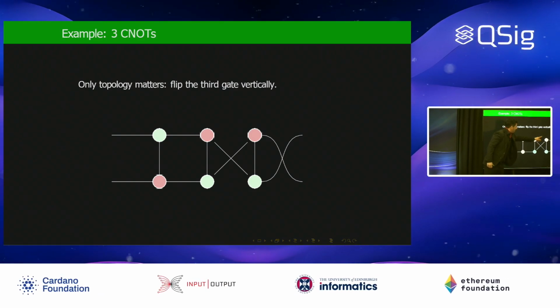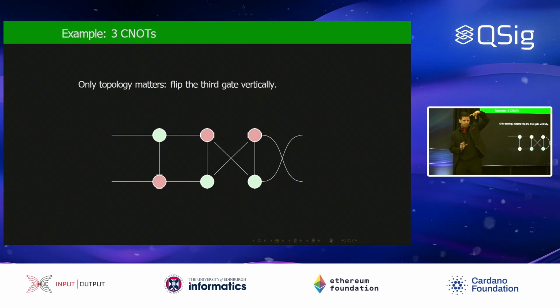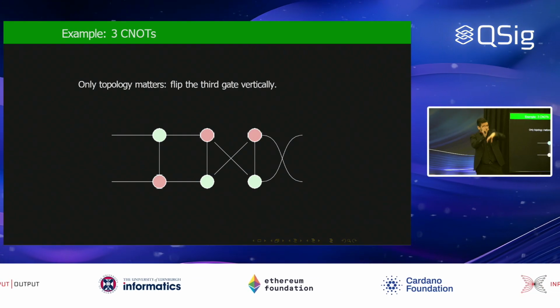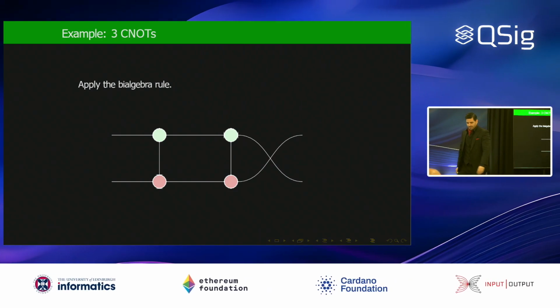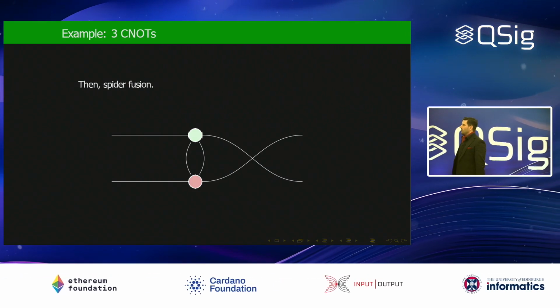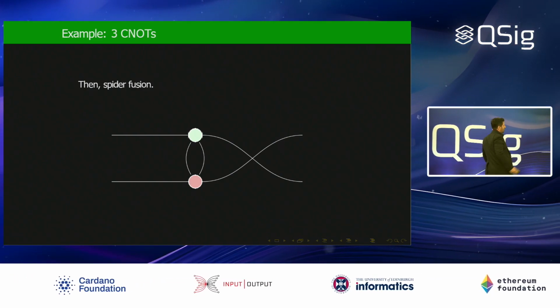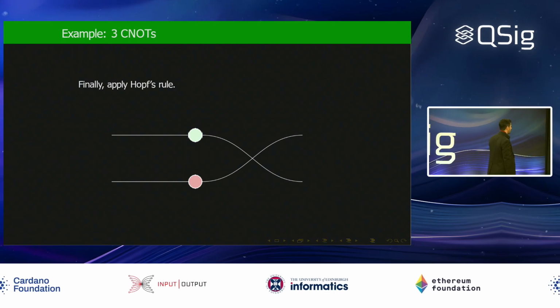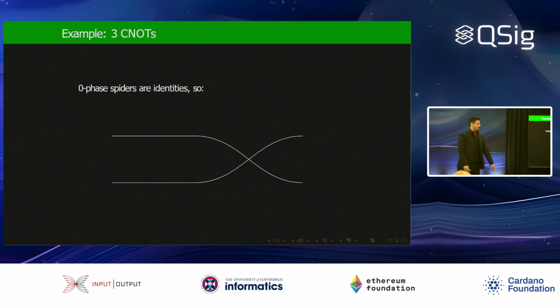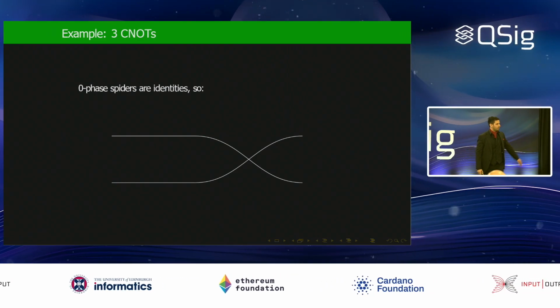Now I can apply the bialgebra rule here and basically slide the red spiders through the green spiders, and I get this. Now I can apply spider fusion above and below. I get this. Now you see those spiders don't like each other. I chop their legs, and now these are identities. So basically, those 3 C-knots are just implementing a swap.